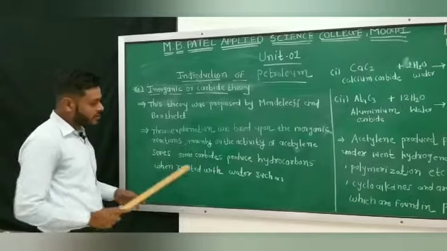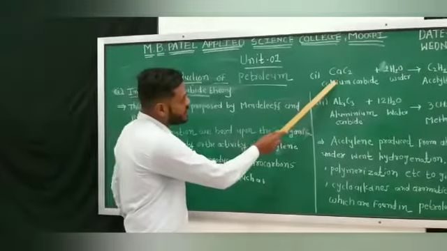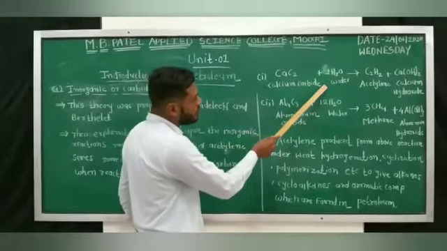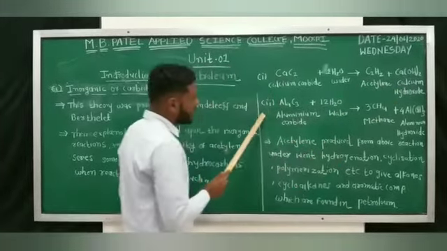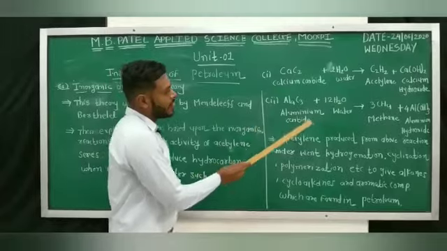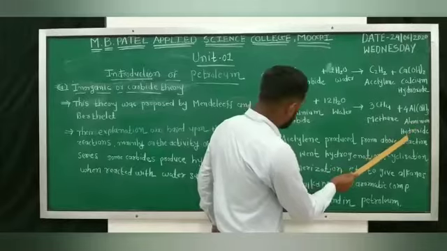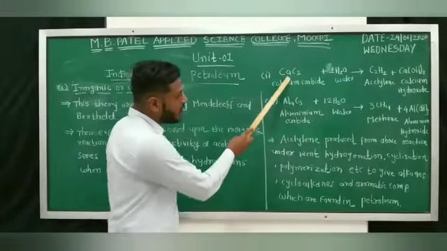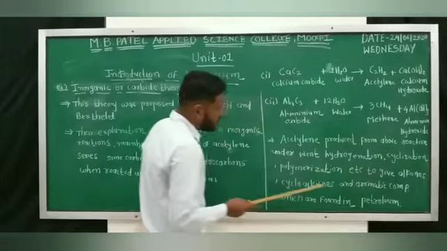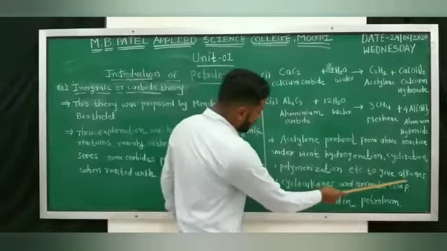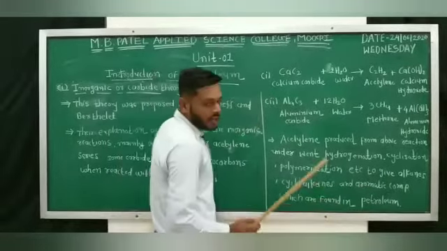Some carbides produce hydrocarbons when reacted with water, such as calcium carbide, which reacts with 2 moles of water to give acetylene and calcium hydroxide. In the second reaction, aluminium carbide reacts with water to give methane and aluminium hydroxide. The acetylene produced from the above reaction, under hydrogenation, cyclization and polymerization, acts to give alkanes, cycloalkanes and aromatic compounds which are found in petroleum.